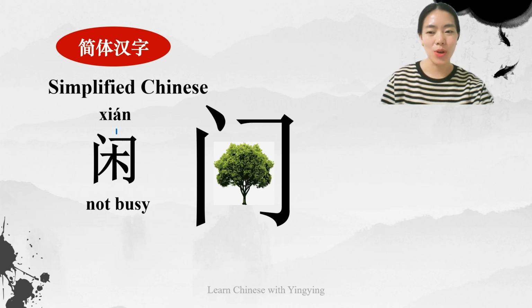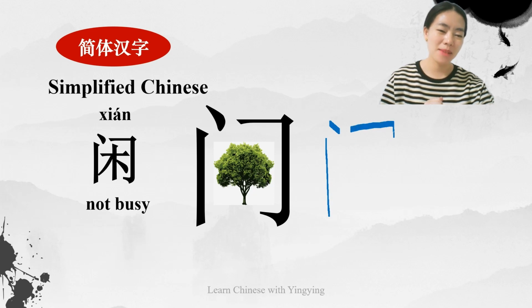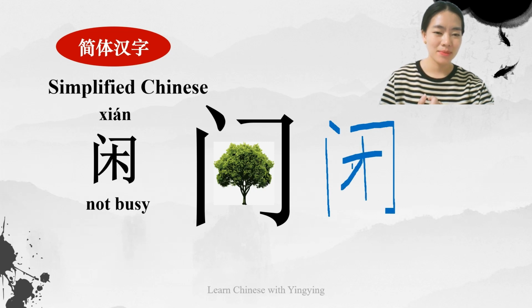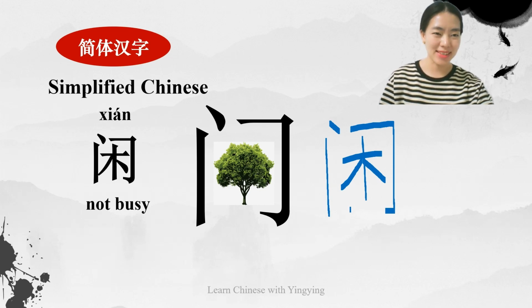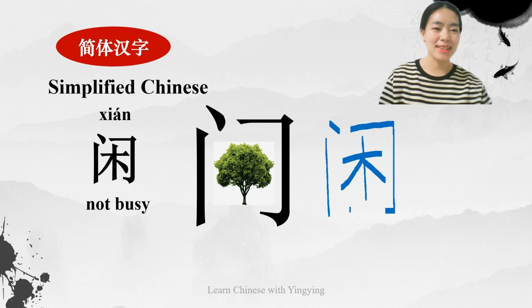So this is the word 闲. So let's write it together. The same, we write the outside first, then the inside, a tray. So a tray inside a door, it means not busy. And it is pronounced as 闲. 闲, not busy.